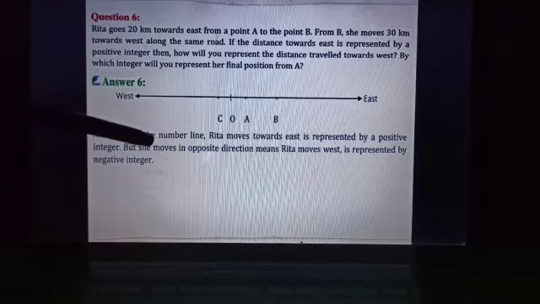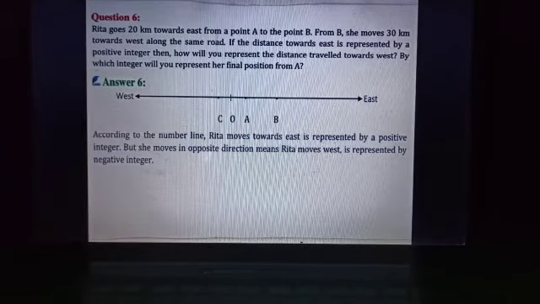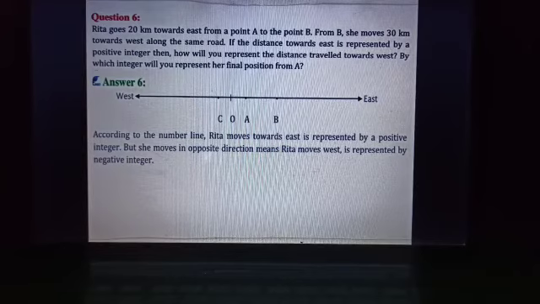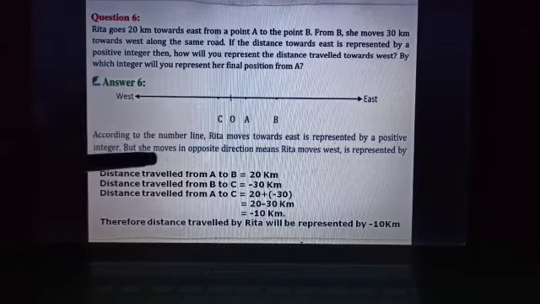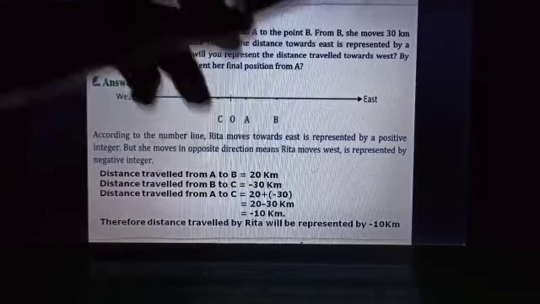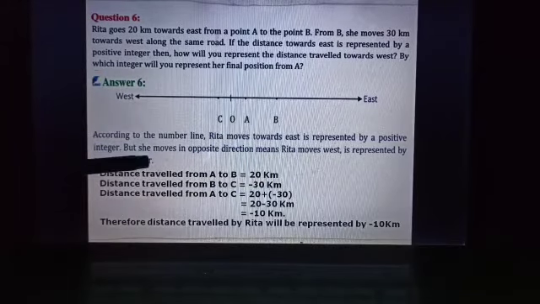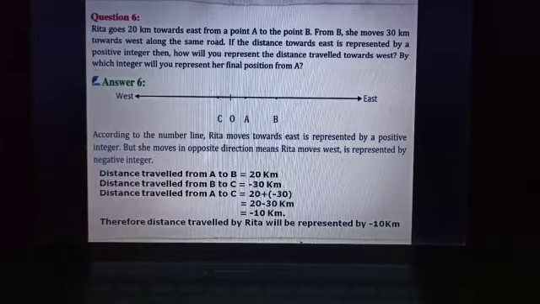So as you know, the distance traveled towards east is positive and the distance traveled towards west is negative. Therefore I have written here from A to B the distance is 20 km because it is in the east direction, and from B to C the distance will be the negative one, that is minus 30 km.